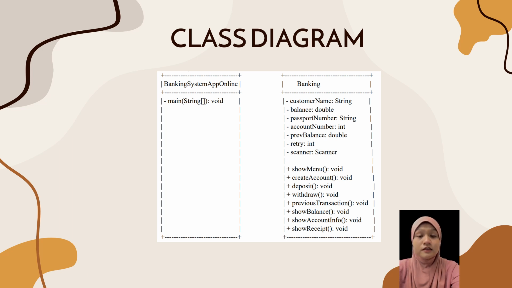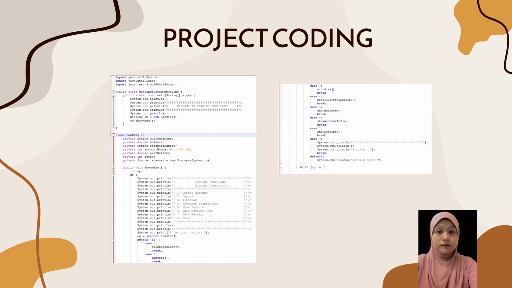The banking class represents a bank account with attributes such as customer name, balance, passport number, and account number. It also includes methods for creating an account, deposit, withdraw, displaying the previous transaction, and showing account information. The diagram emphasizes the structure and relationships between classes in the banking application. Now I will explain this coding.